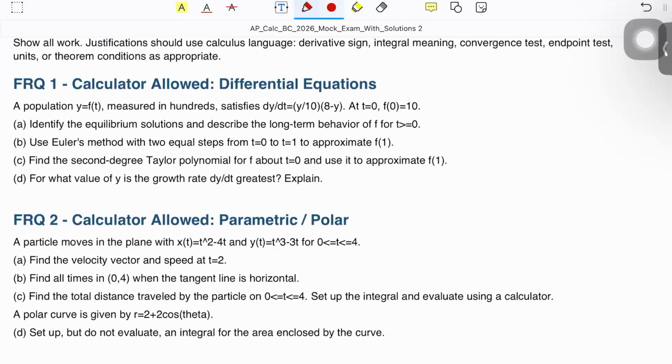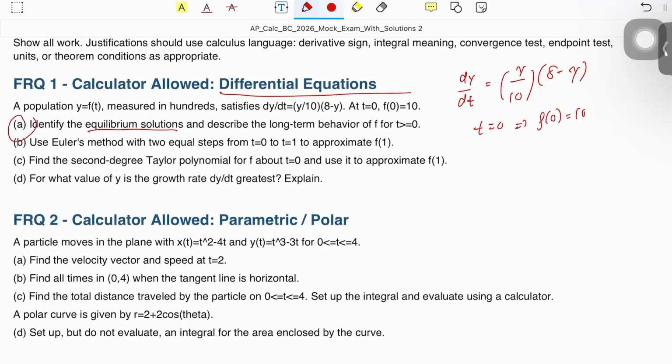So FRQ1, differential equation. We have dy over dt equal to y over 10 times (8 minus y). They give you t equal to 0, then f of 0 equal to 10. Number one, equilibrium. Do you remember equilibrium solution? It is when dy over dt equal to 0. That's it, an easy point as well. So dy over dt equals 0 means this expression equal to 0, so y equal to 0 and y equal to 8. That's the equilibrium solution.